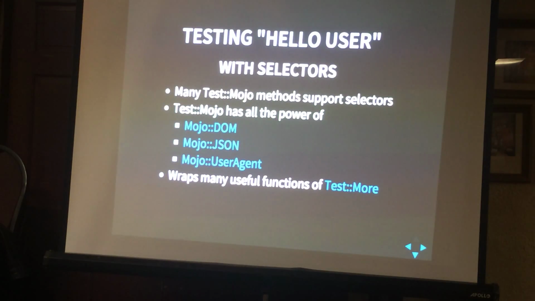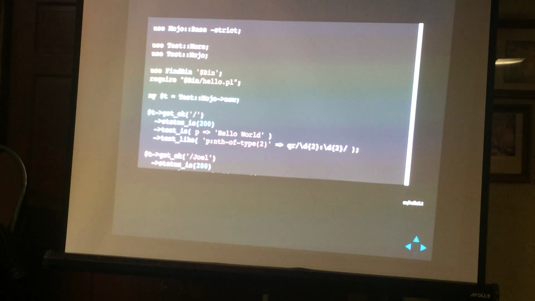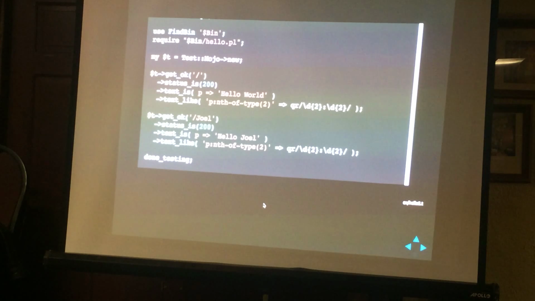So now that we know that, I'm going to tell you that Test::Mojo has those selectors we just saw, has all the powers of Mojo::DOM, Mojo::JSON, and the Mojo user agent all built in. And it wraps many of the useful features of Test::More. So back to our example, the same top matter, but instead, now we get to say text_is, and these are basically using the syntax. So the first p is hello world, and that's now equals, not regex. We can say text_like, but be a little more specific on where.